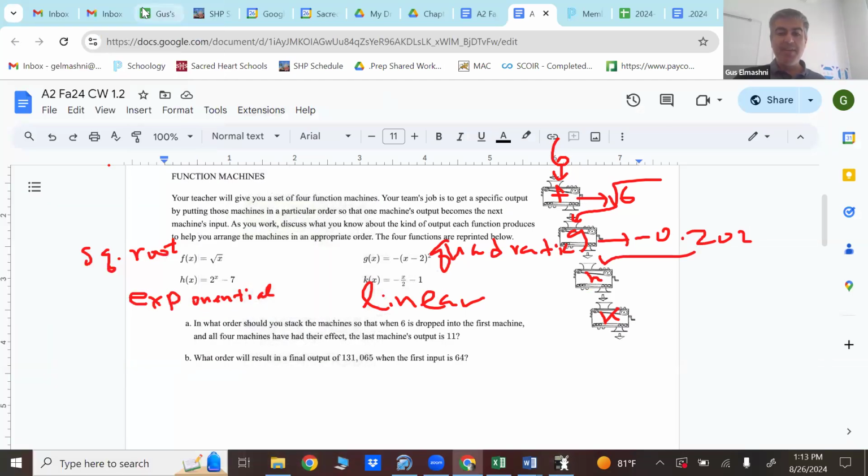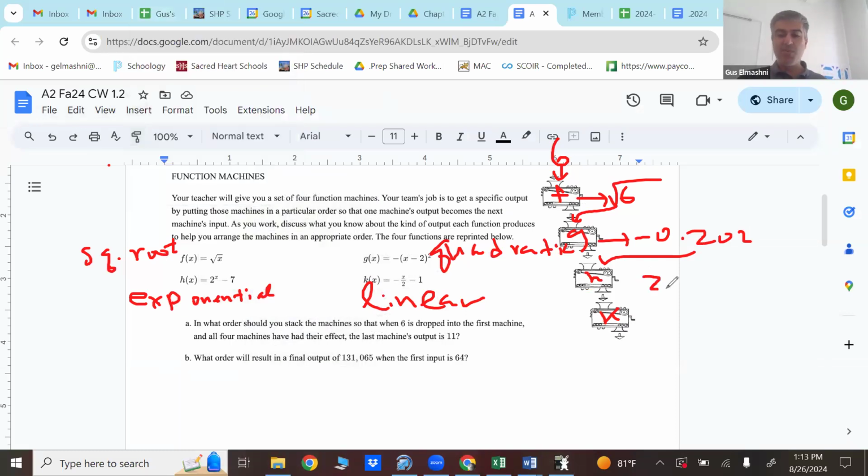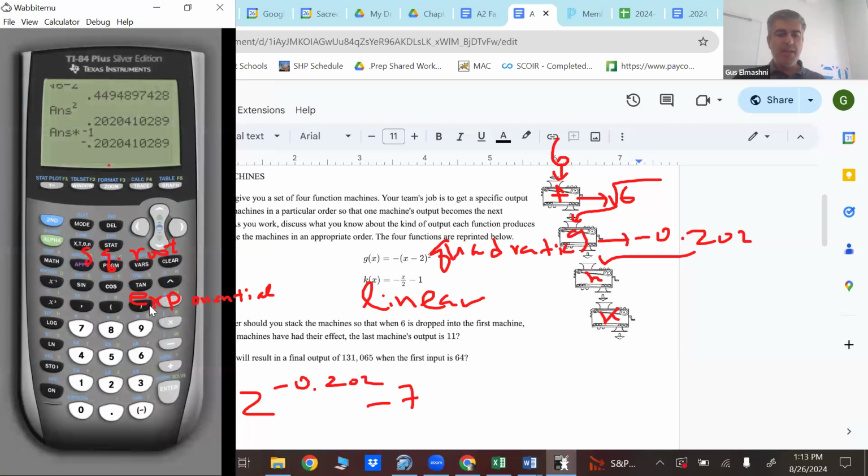Okay, good luck with that. I got to do 2 raised to that power. That's really hard to do in your head. I'll do it down here. So you guys don't have to write this down because I'm doing this in the wrong order on purpose. I just want to show you the process, right? I have to do 2 raised to that number.